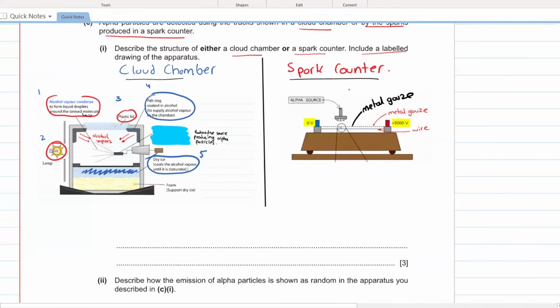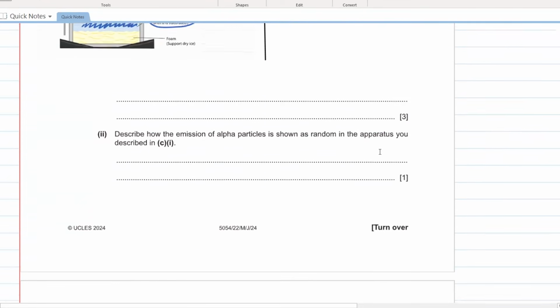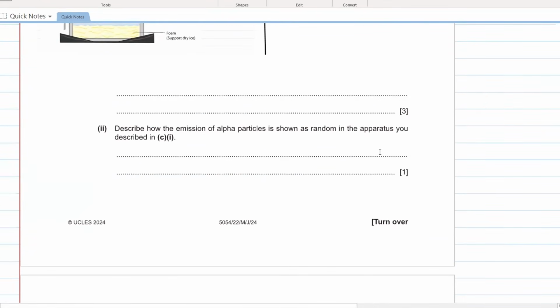ये meeting 30 seconds में खत्म हो जाएगी. You have to rejoin again because there are 2 parts that are left. Describe how the emission of alpha particle is shown as random in the apparatus you have described in C. बेटा, किस तरह describe करोगे?